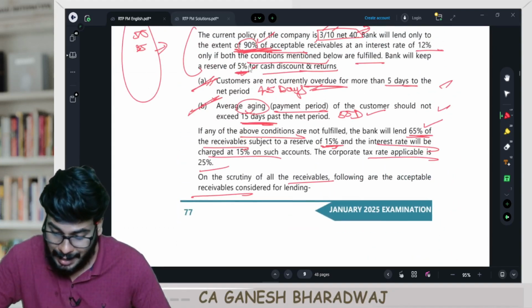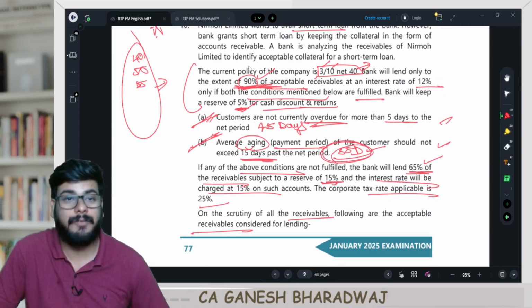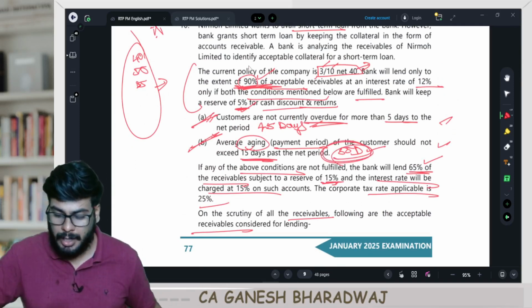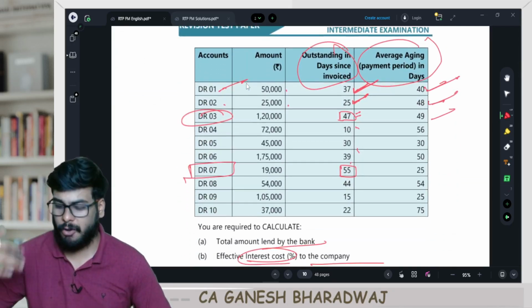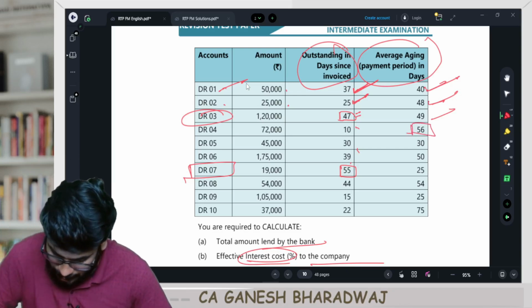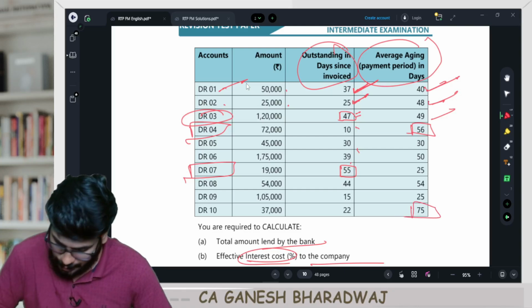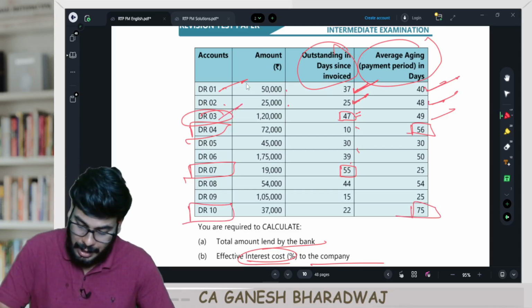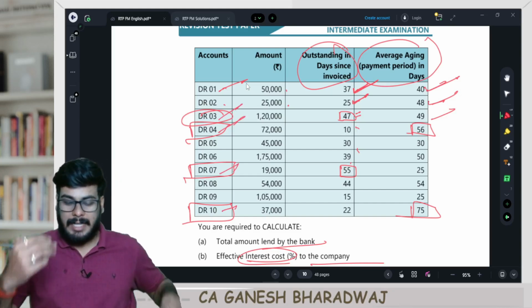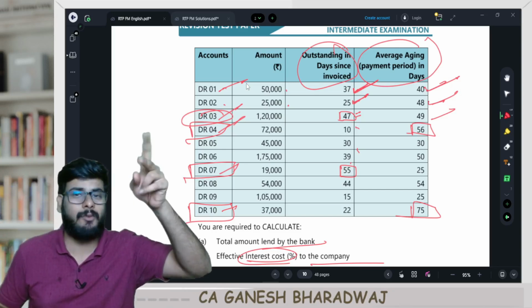Next, what is the second criteria they are saying? Average aging should not go beyond 55 days. Correct or not? Now you look at this criteria. If you see, who are the guys who have an average aging of more than 55? So this guy, that is DR4, and this guy, DR10. Are you clear with this? So DR3, 4, 7 and 8, these 4 debtors do not fulfill either one of the 2 conditions.